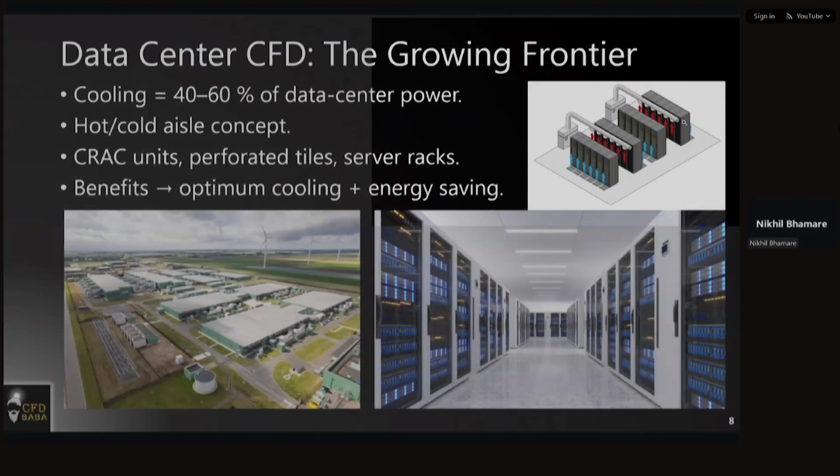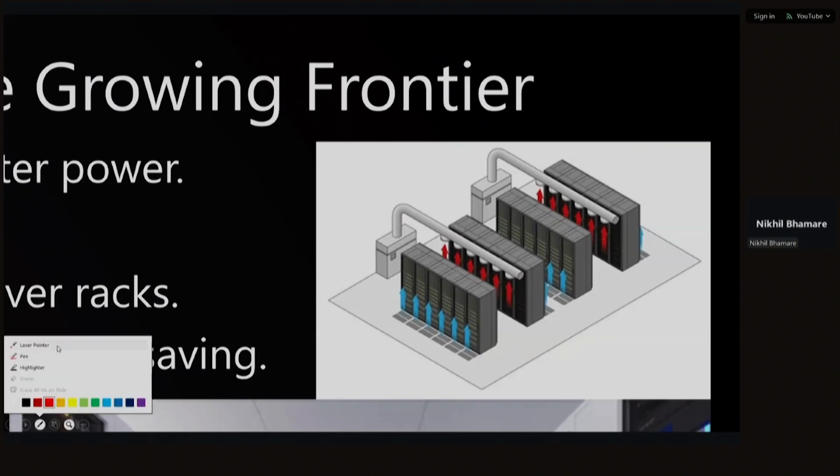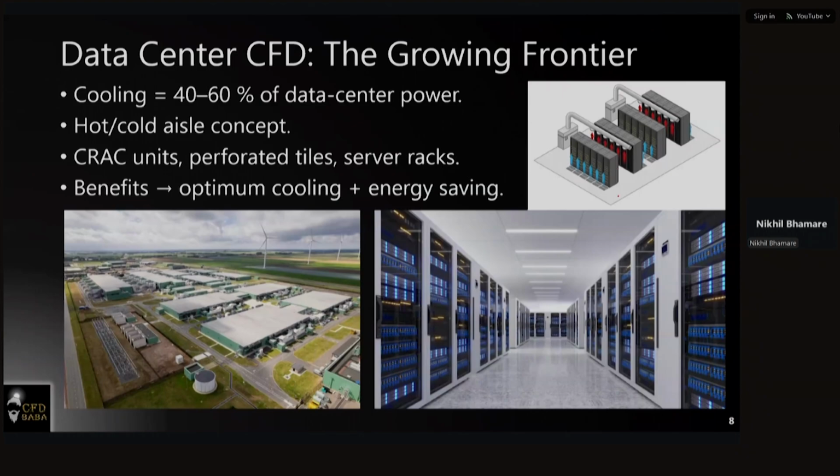where we have server racks facing each other. So the front end is facing together and the rear end is facing together. From the front end of the server rack, cold air is supplied into the room and it is sucked out by the CRAC unit, which is computerized room air conditioner, which can control the temperature and flow rate of air in the room.